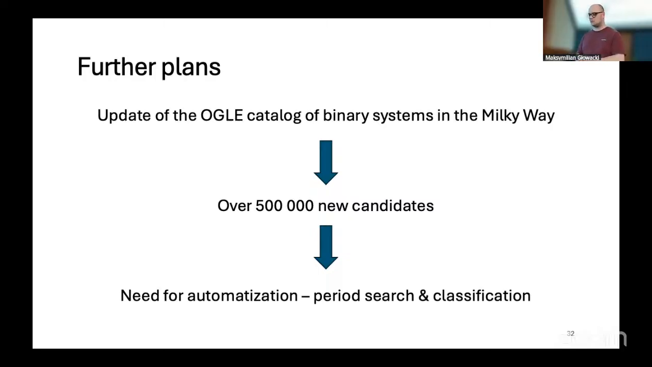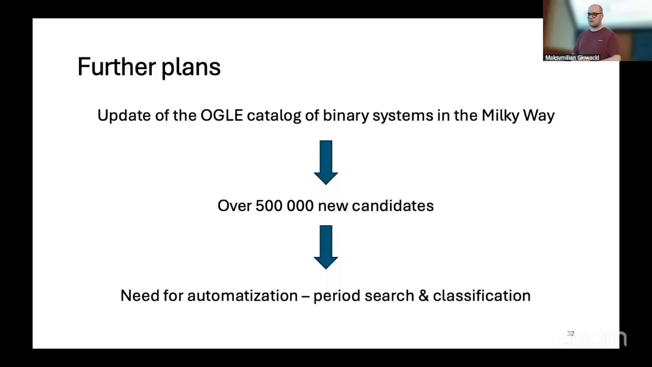So this is an enormous number, and there is a huge need for automatization because for such numbers, visual inspection is not very efficient and is very time consuming. The main difficulty is that we need to find the period very precisely, because once we have the correct period, then we can easily classify such light curves with an automated solution. However, we need to be certain of the period first, and then we need to classify them.